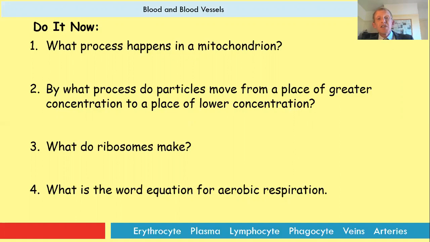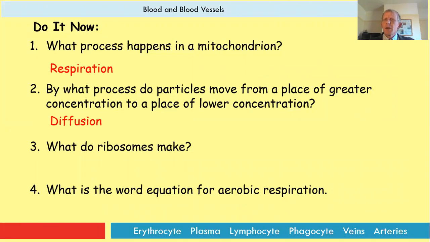Okay, so what process happens in the mitochondrion? If you think back to your respiration lessons, we should be able to remember that the mitochondrion is the site of aerobic respiration in eukaryotic cells. By what process do particles move from a greater concentration to a place of lower concentration? If you think back to the diffusion lesson that you did with Miss Page, we'll be able to recall that answer as being diffusion.